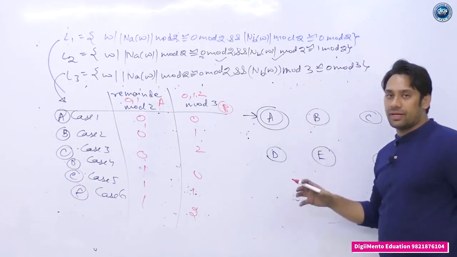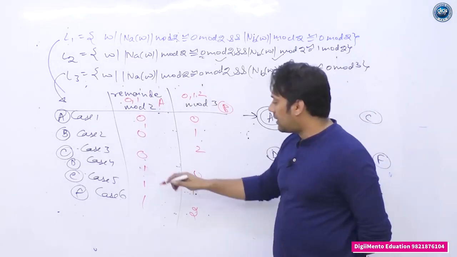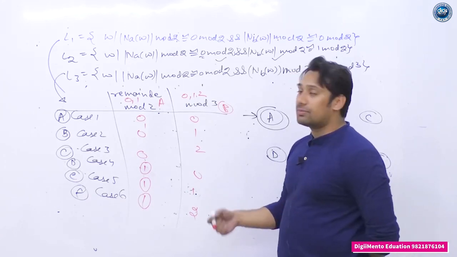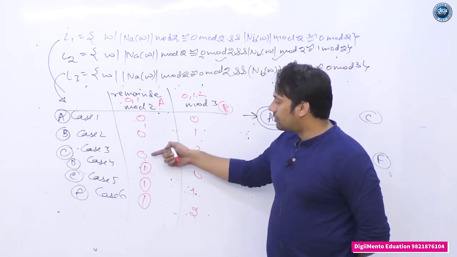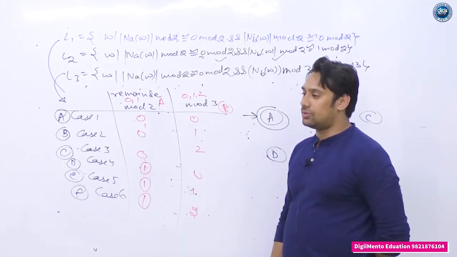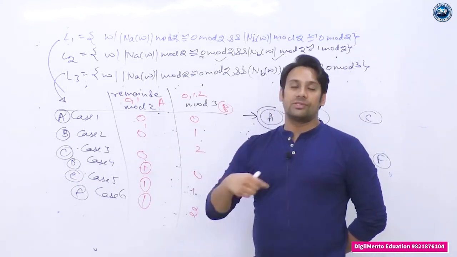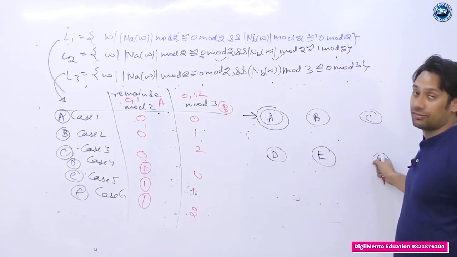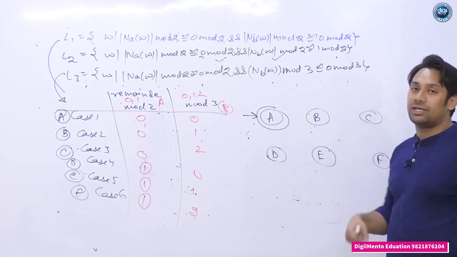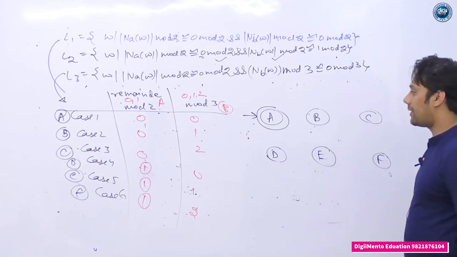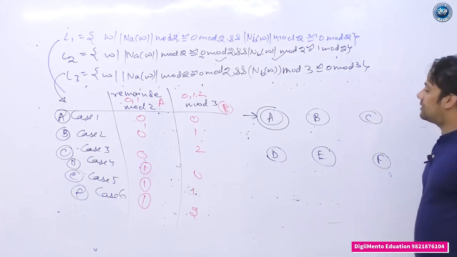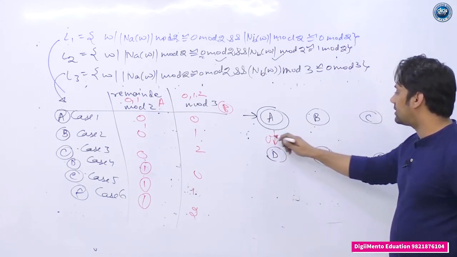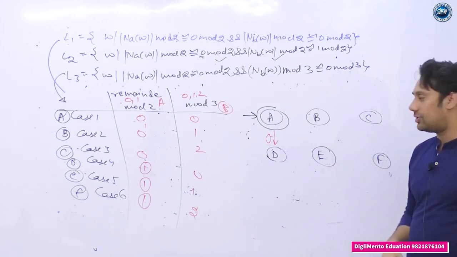Here agar main ek single a ko dunga, then I will always get remainder as 1. ठीक है, यानी कि जब भी आपके पास number of a odd होंगे, then you will always go to the state 4, 5 and 6. समझ रहे हो? जब भी आपके पास number of a's odd होंगे, तो हमेशा हम 4, 5 और 6 cases पर जाएंगे, which is D, E and F. So D, E and F are representing that number of a's are odd. Okay? So that means if I get a single a, I'll go to D.